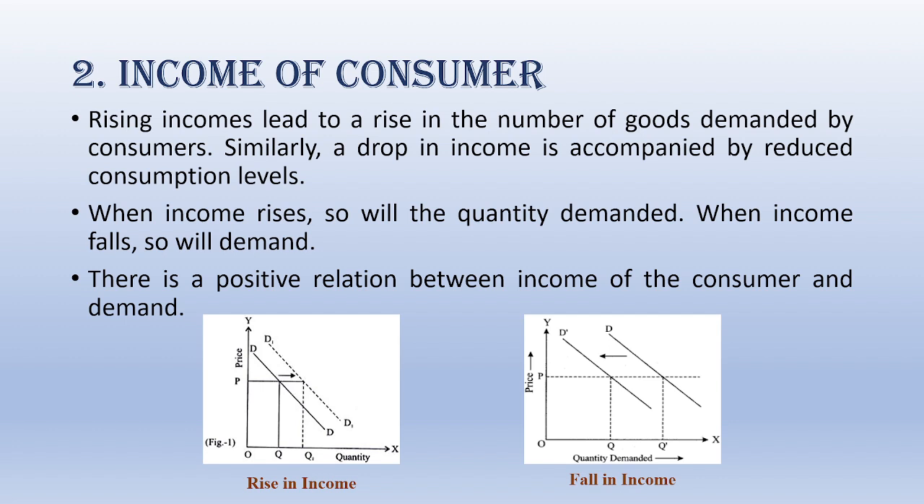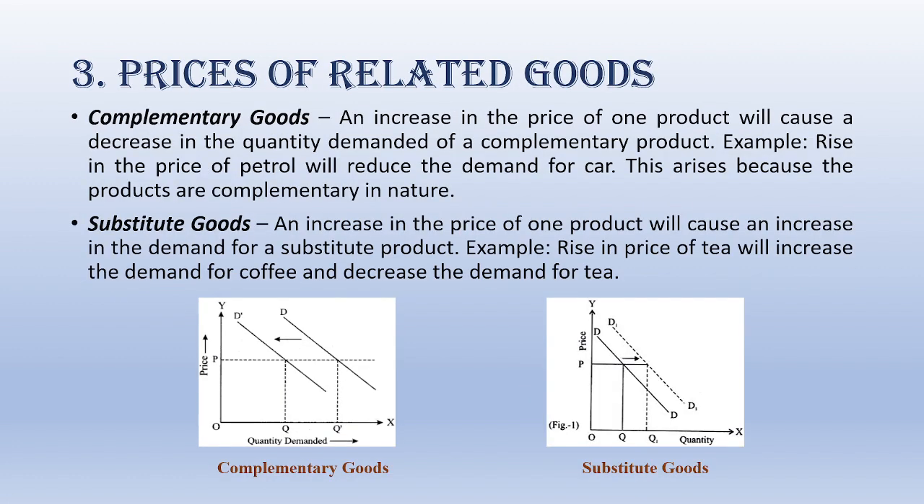So quantity will increase, and that will shift my demand curve from DD to D1 D1, and this becomes a rightward shift. Vice versa, with the fall in income, the price is still the same, but my capacity to buy the thing will decrease. In that case, the quantity will decrease, and when the quantity decreases, the demand curve will shift from D to D dash. That would be a leftward shift.